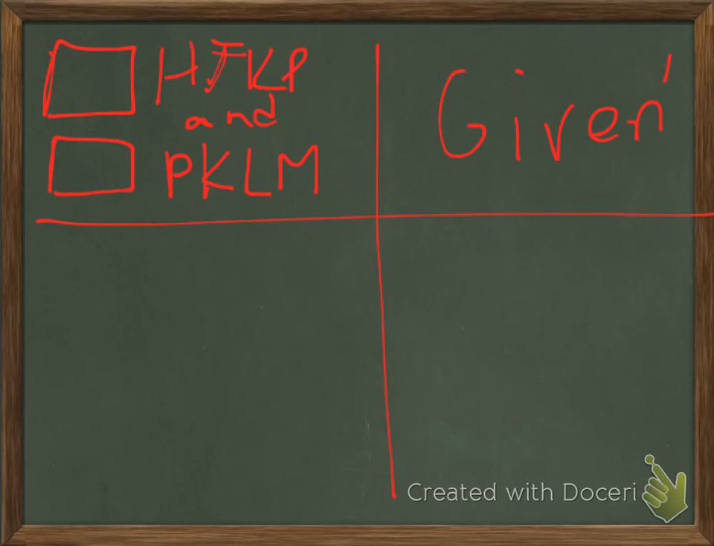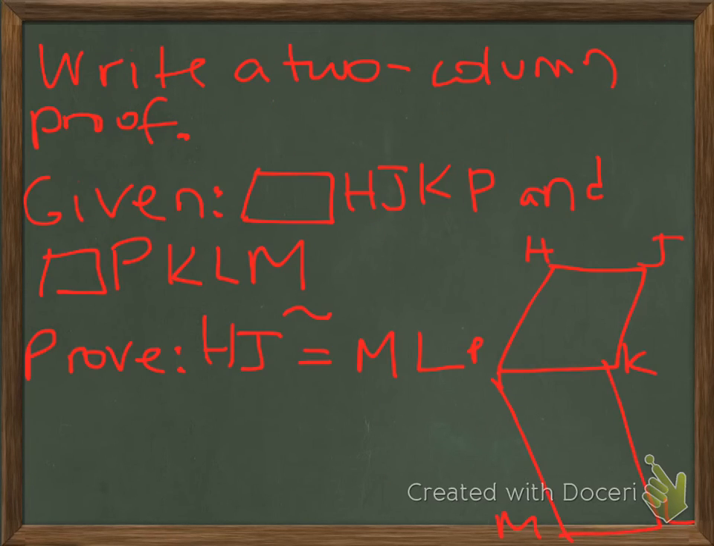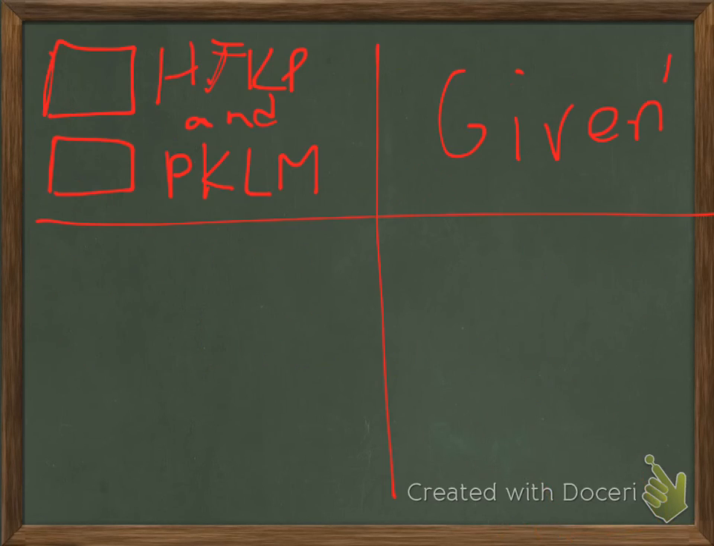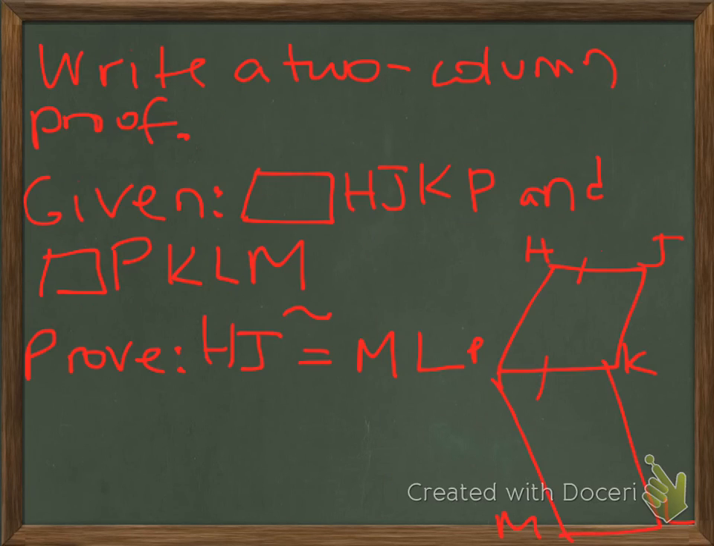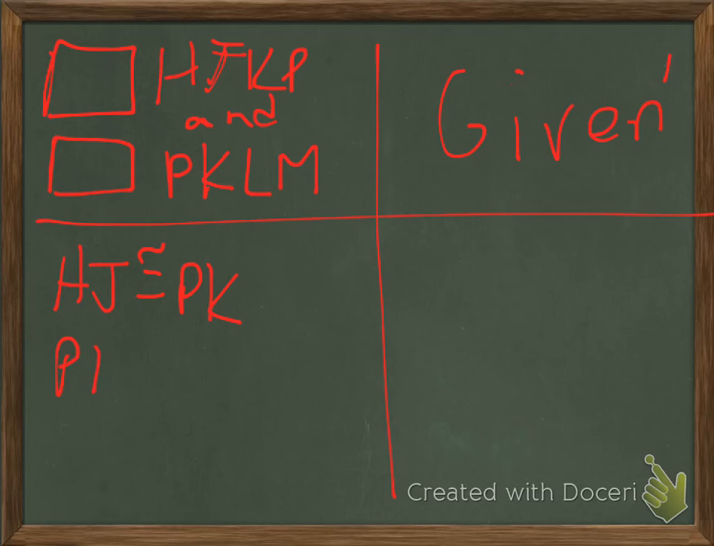And then we can say the opposite sides of them are congruent. So HJ and PK are congruent. And PK and ML are congruent. And that is going to be based on one of our first properties, which is theorem 6.3.